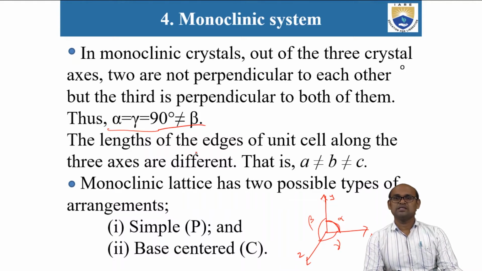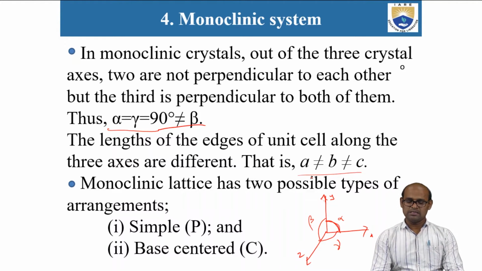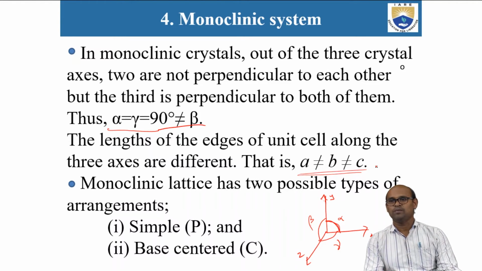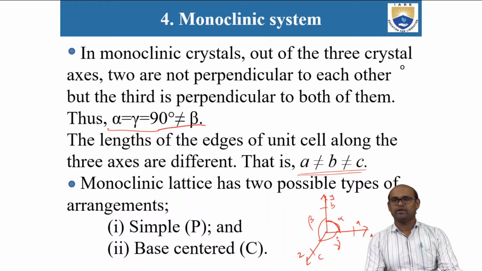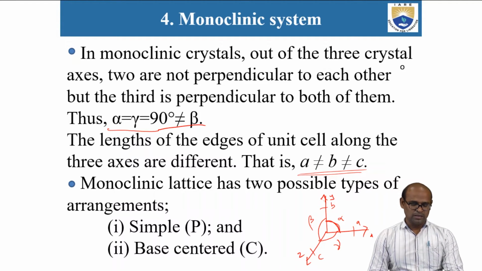Coming to the lengths of the edges of the unit cell along the 3 axes, they are different. That is, A is not equal to B is not equal to C. All the axial lengths A, B, C are different for a monoclinic system, and only 2 angles are equal to 90 degrees, and the third one is not 90 degrees.